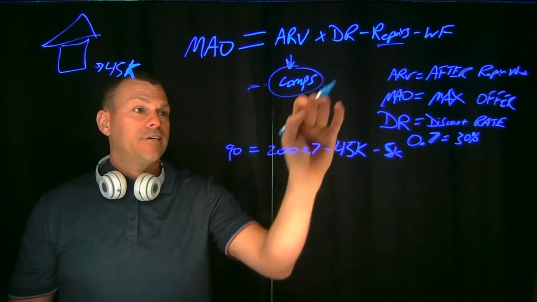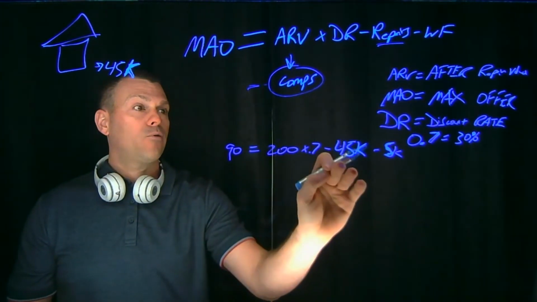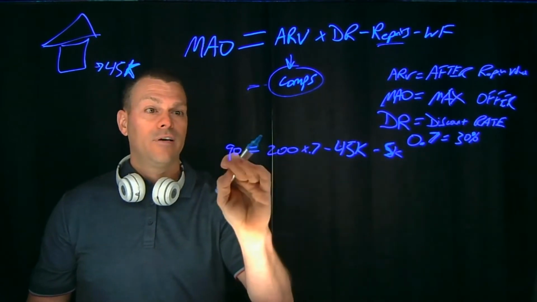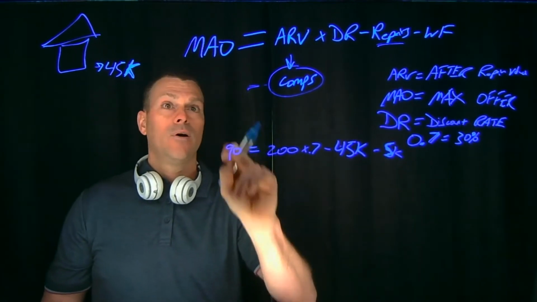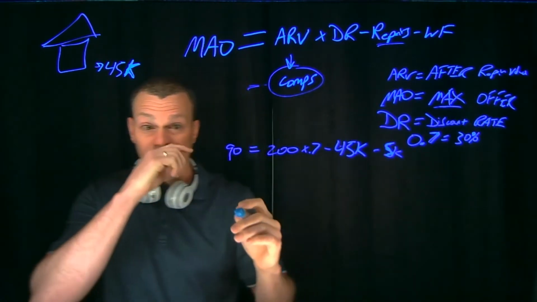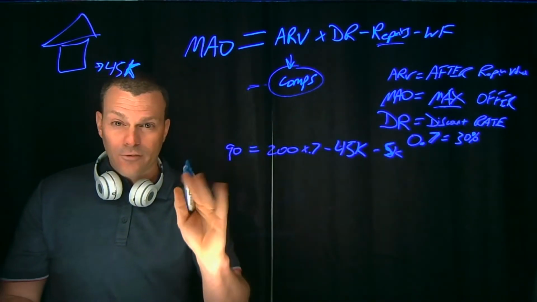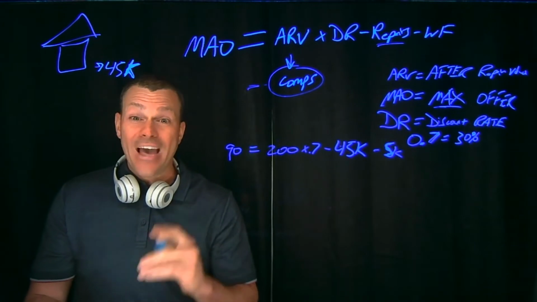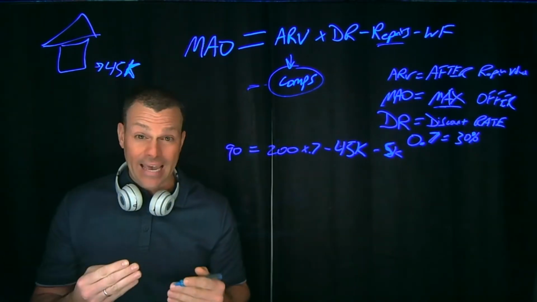ARV 200, discount rate 0.7, repairs 45K, wholesale fee 5. We've established 90. Well, that means the MAO, that's the max allowable offer. So we're not going to offer 90. That's the max that we can pay.